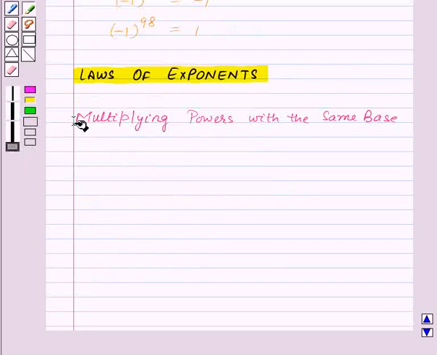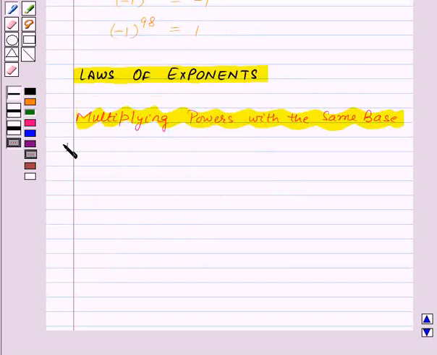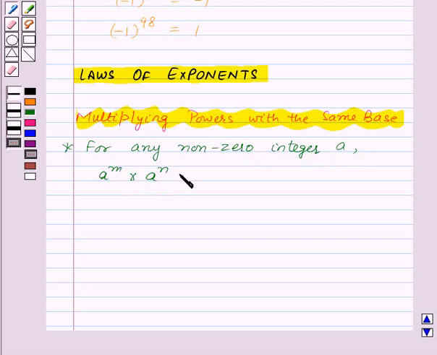So first of all, let us see multiplying powers with the same base. For any non-zero integer a, a raised to the power m into a raised to the power n will be equal to a raised to the power m plus n, where m and n are whole numbers.